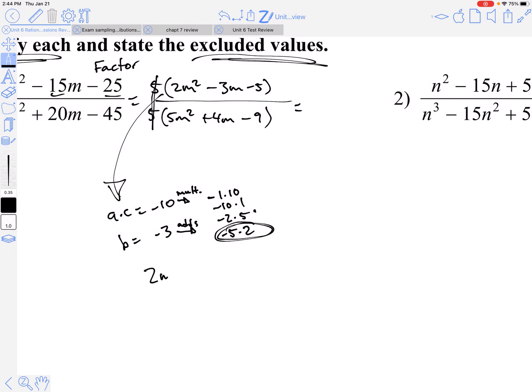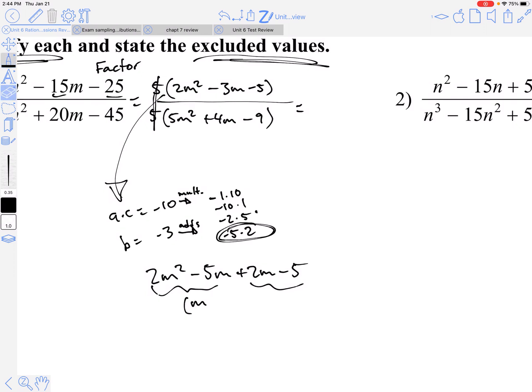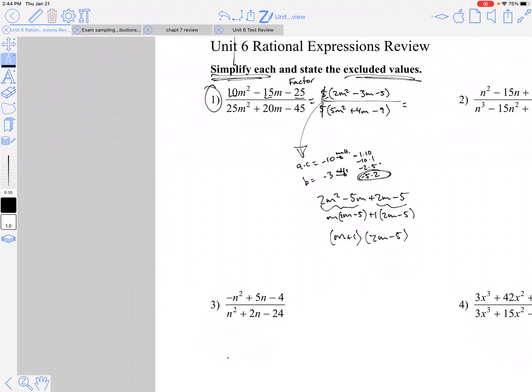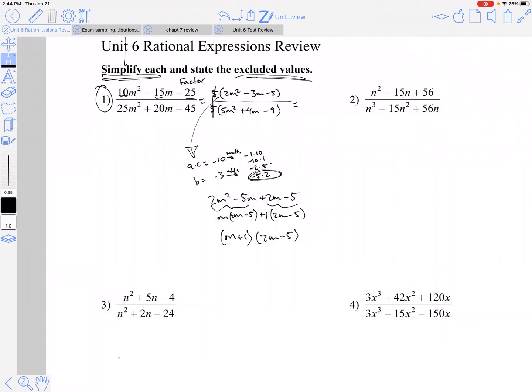So remember, you take those numbers and you break up your middle term, which is the B term, and then you'll factor by grouping. So 2m times, oops, there's not a 2. The only thing they have in common is m. Right, so I pull an m out of each, and I'm left with 2m minus 5. And these have nothing in common, so 1 is the placeholder there. So I have m plus 1 over 2m minus 5. All right, so the 5's are already gone. So this is my numerator.